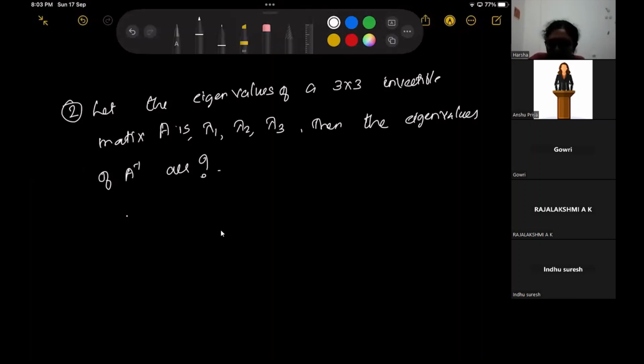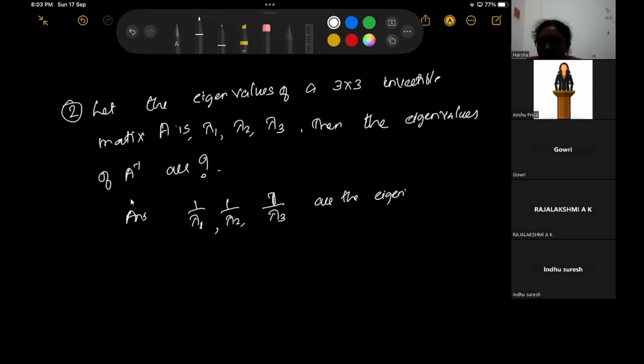So we got 3 eigenvalues, and A inverse is also a 3 by 3 matrix, so we got the 3 eigenvalues of the 3 by 3 matrix A inverse. Okay, does anyone want the proof of this? This is an already stated result. If any of you want the proof, we can go very quickly. It's a very simple proof.